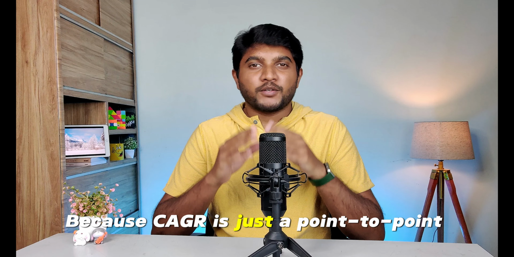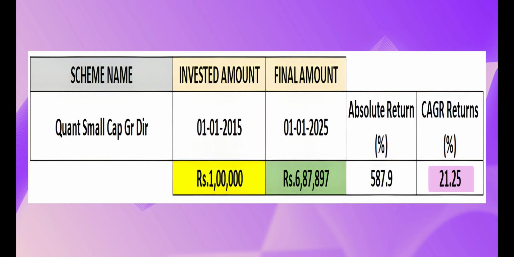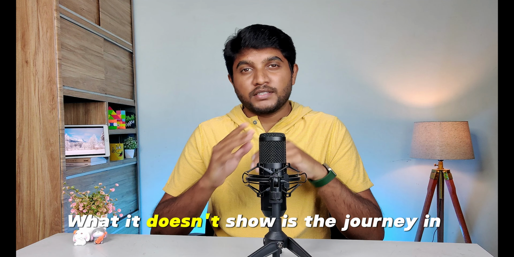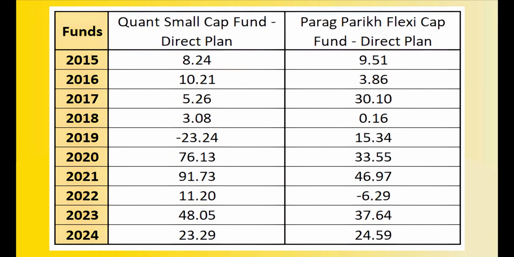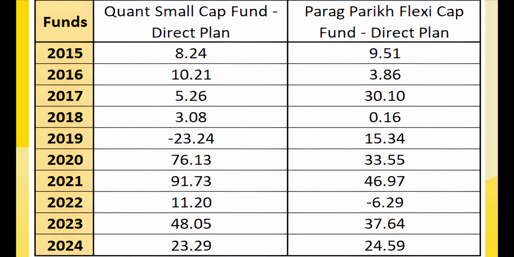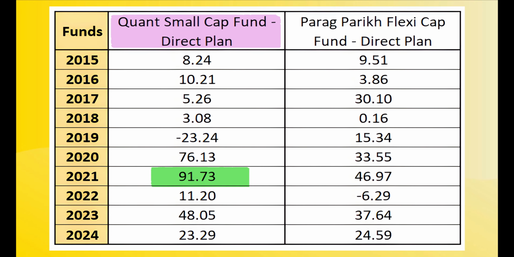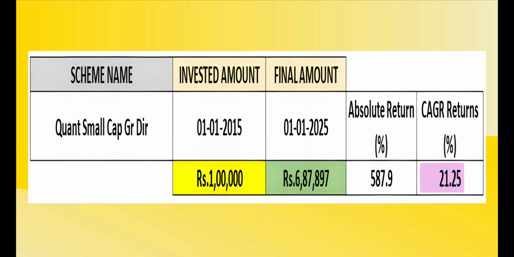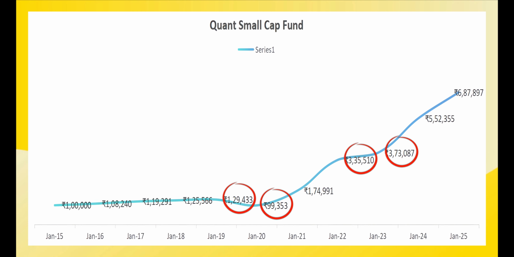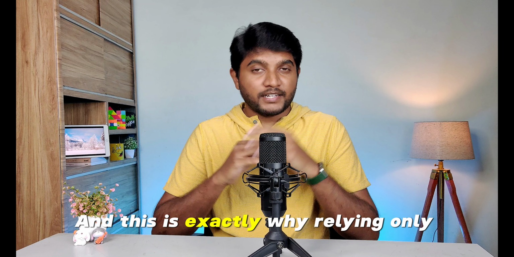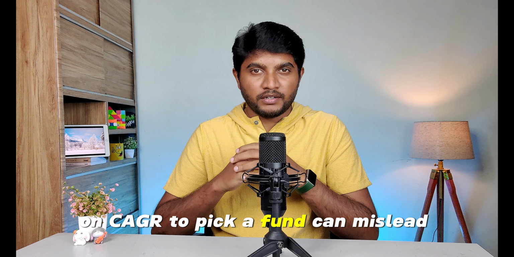Because CAGR is just a point-to-point number. It only tells you the return from one specific date to another. What it doesn't show is the journey in between. Let me prove it. Here's the yearly returns of both funds from 2015 to 2025. Now look closely. Do you see the wild swings? 1 year, Quant small cap gives 91% and the next year it's down 23%. In some years, it skyrockets and in others, it crashes. But when you look at the final CAGR number, all this volatility gets compressed into a single percentage, completely hiding the risk you actually took. And this is exactly why relying only on CAGR to pick a fund can mislead you.